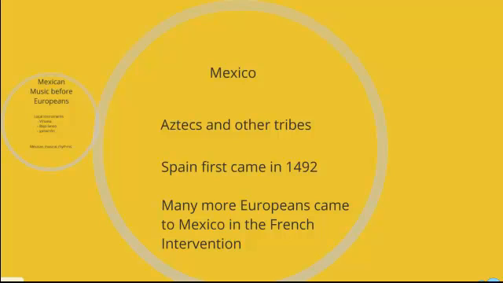One country where music was majorly influenced was Mexico. When the Spanish first came in 1492, there were only Aztecs and other tribes. And they saw Mexico's potential and returned with immigrants. German immigrants would follow in what is known as the French Intervention.